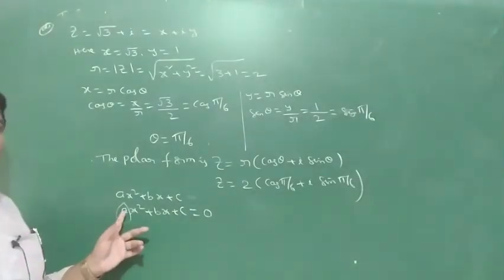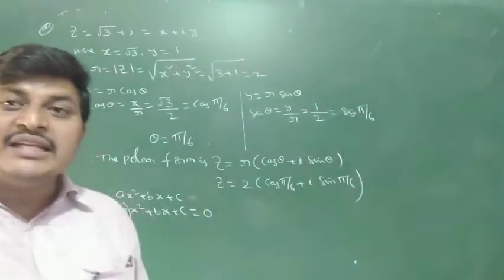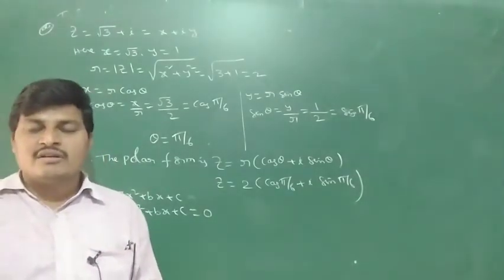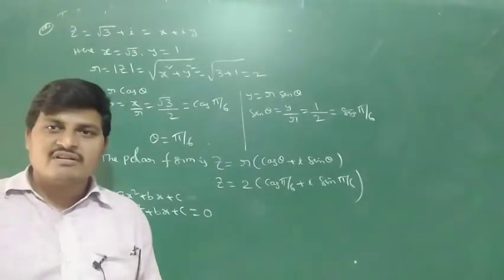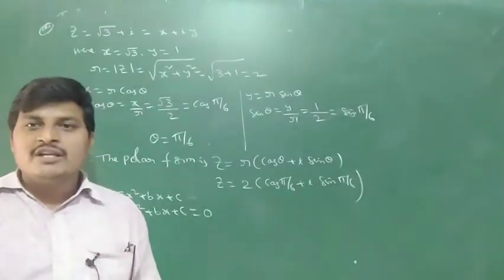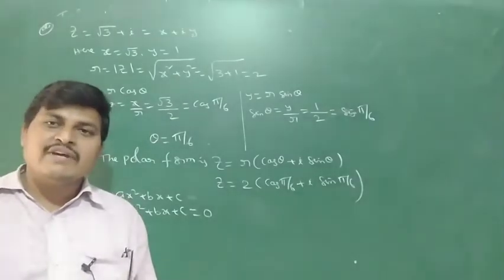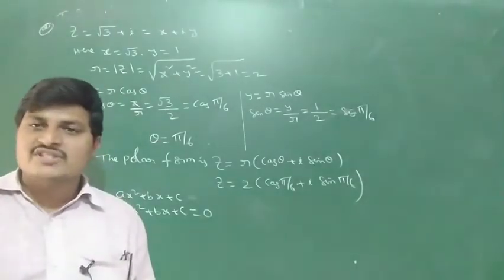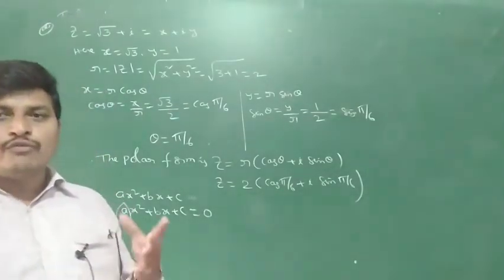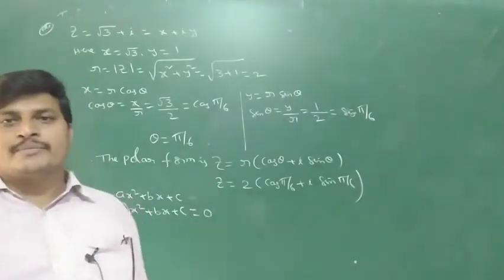A is equal to 0 means what? This is bx plus c. Bx plus c means degree 1. Degree 1 means a linear polynomial. A degree 1 equation is called a linear equation. Degree 2 equation is called a quadratic equation. Degree 3 equation is called a cubic equation. Degree 4 equation is called a biquadratic equation, and so on. Degree 5 equation is called a 5th degree equation, then 6th degree equation, 7th degree polynomial. There is no separate name. Up to 4 there are separate names: biquadratic, cubic, quadratic, linear.